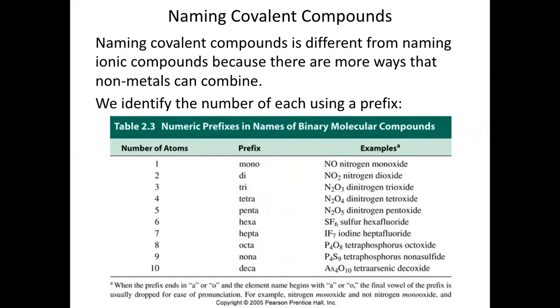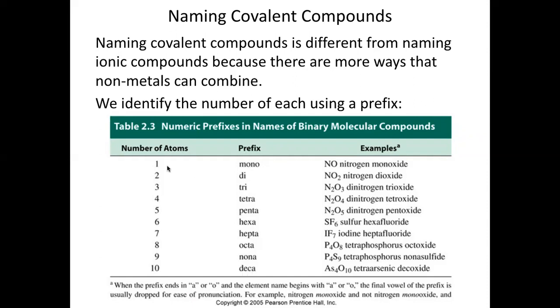And now we're actually going to name these covalent compounds similar to how we named our ionic compounds. Naming covalent compounds is different because there are more ways that nonmetals can combine. We identify the number of each using a prefix. So these are some common prefixes from 1 to 10: mono, di, tri, tetra, penta, hexa, hepta, octa, nona, and deca.